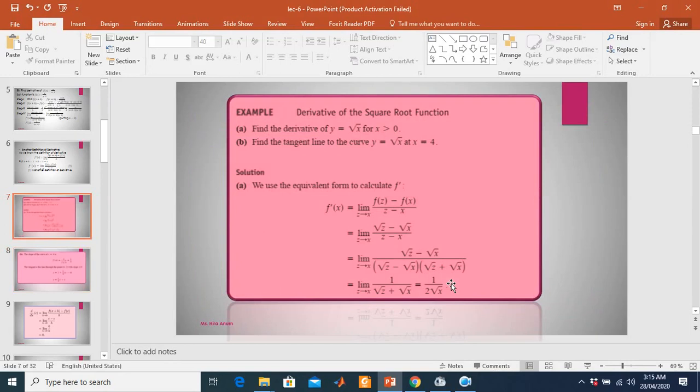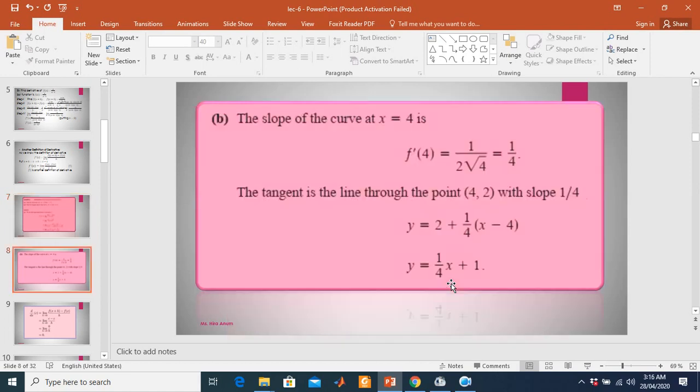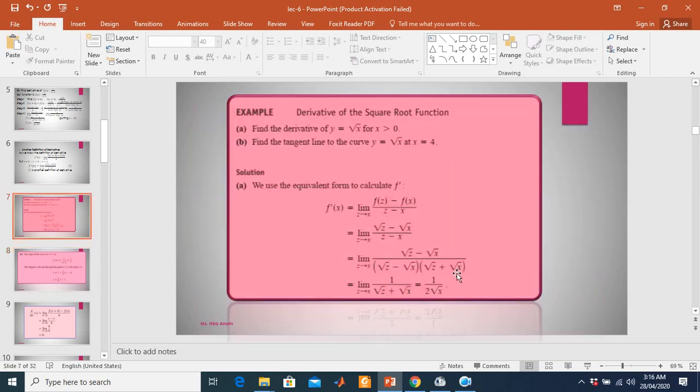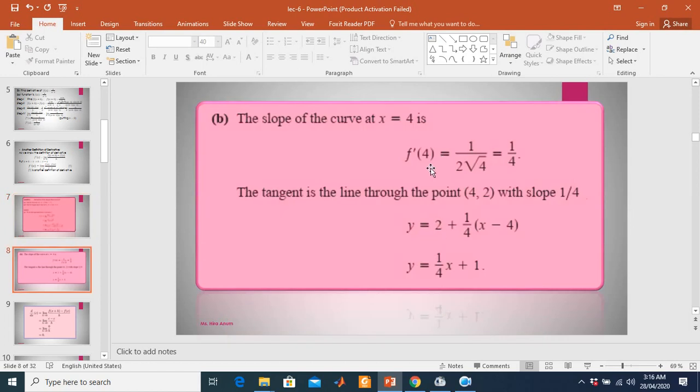Now we have a second part. Find the tangent line to the curve y equals radical x at x equals 4. Now we know the derivative f prime of x equals 1 over 2 radical x. Then putting the value of x equals 4, it becomes 1 over 2 radical 4. Radical 4 equals 2. Then 1 over 2 times 2 equals 1 over 4.